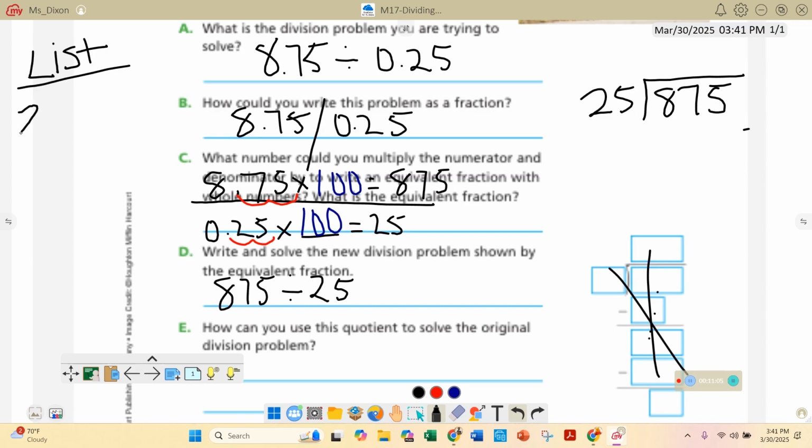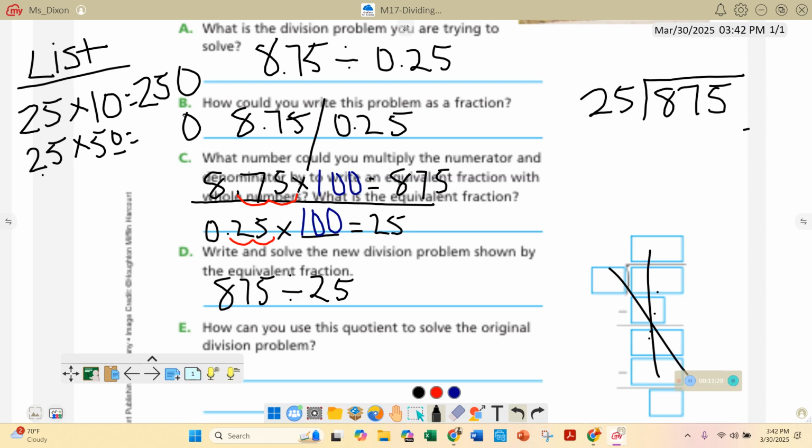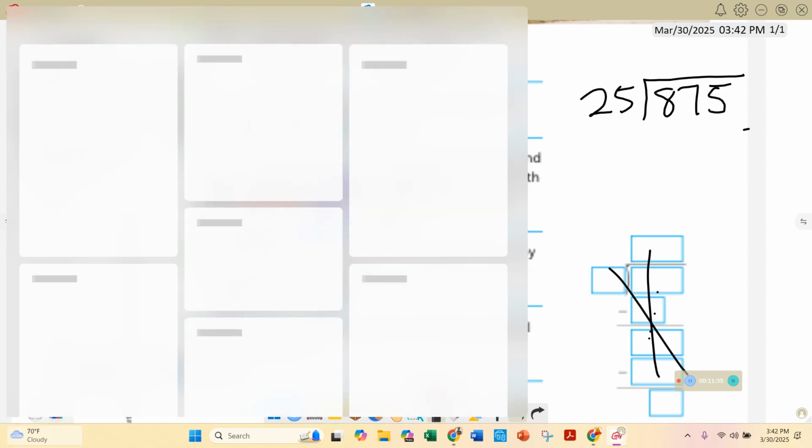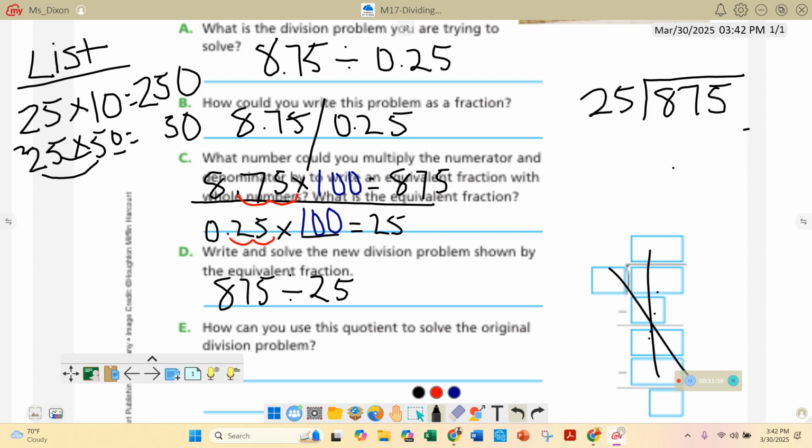All right, let's start with 25 times, what do we start with? 10. That is 250. 250 is a number that we can use, but we might be able to go higher. How about 25 times 50? Right? We know we need a 0, and then 25 times 5. 5 times 5 is 25. Regroup that 2. 2 times 5 is 10 plus 2. That's 12. Oop, 50 was too big. We got to go smaller.